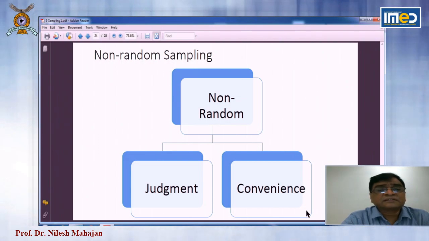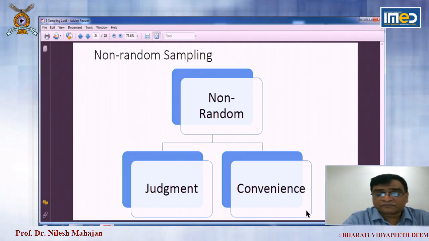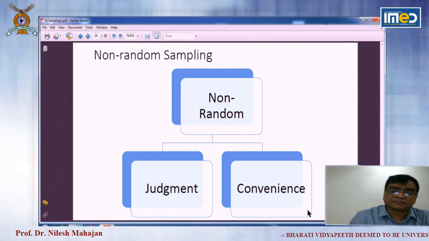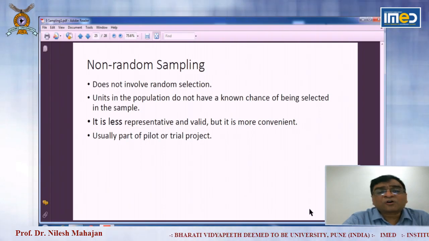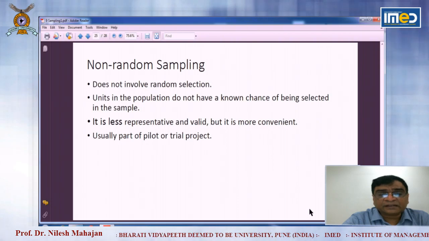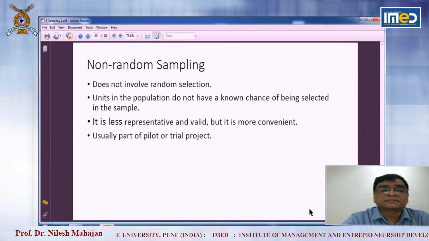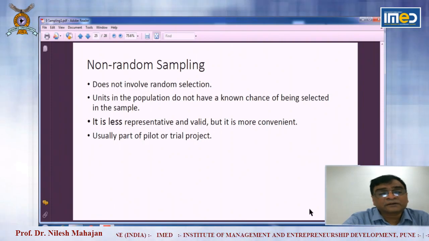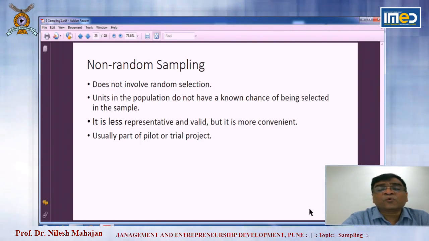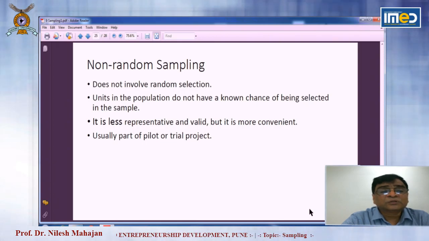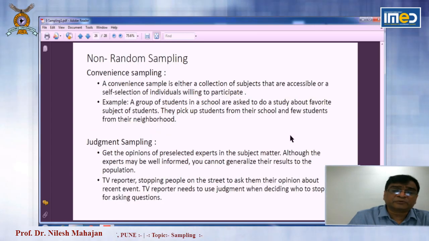Now, we discuss non-random sampling. Non-random sampling is divided into two parts. First is judgment and second is convenience. In non-random sampling, there are some characteristics. First, it does not involve random selection. Second, units in the population do not have a known chance of being selected in the sample. Third, it is less representative and valid, but more convenient. Fourth, it is usually part of a pilot or trial project, so we can use it in a pilot project.